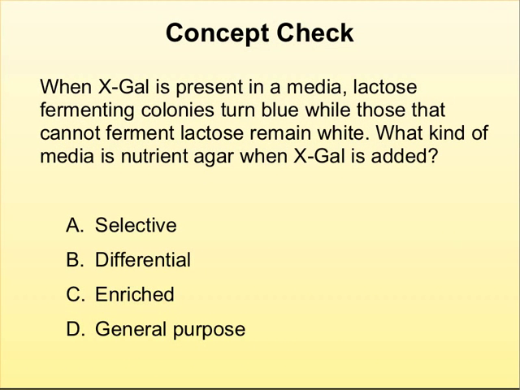Let's say X-gal is present in a media, which is a nutrient. Lactose fermenting colonies turn blue, while those that cannot ferment lactose remain white. What kind of media is nutrient agar when X-gal is added? So the key here is we either have blue or white. Is it selective? I'm going to say no, because we can have lactose fermenting colonies or not lactose fermenting colonies. So we'll cross that one off the list.